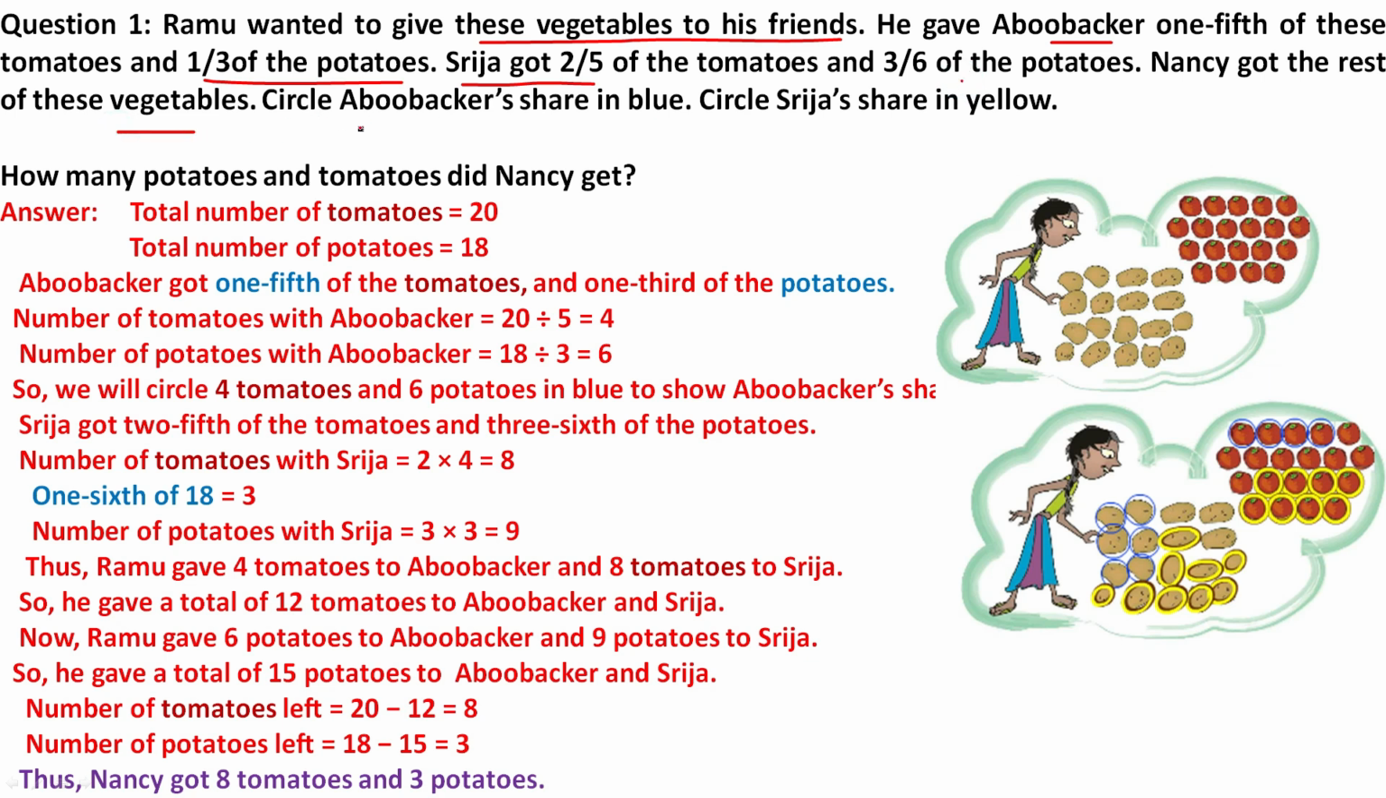Circle Abu Bakr's share in blue and circle Srija's share in yellow. So the blue color is for sharing, the yellow color for sharing, and we are going to circle the shares in yellow and blue. Now, how many potatoes and tomatoes did Nancy get?